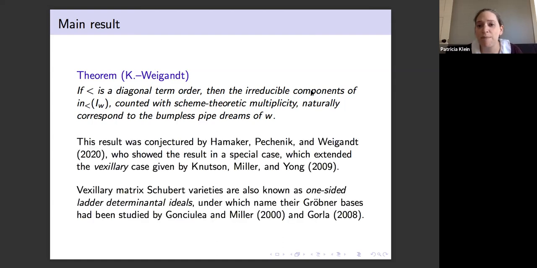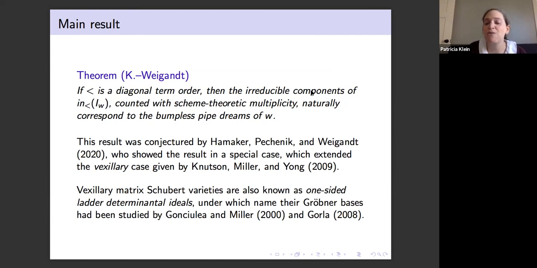This was conjectured by Hamaker, Pechenik, and Weigandt. They showed the result in a special case, which they called Banner, which extended the vexillary case that was due to Knutson and Miller Young in 2019, which is maybe some more evidence that Knutson and Miller also believe that the diagonal term order is worth studying.